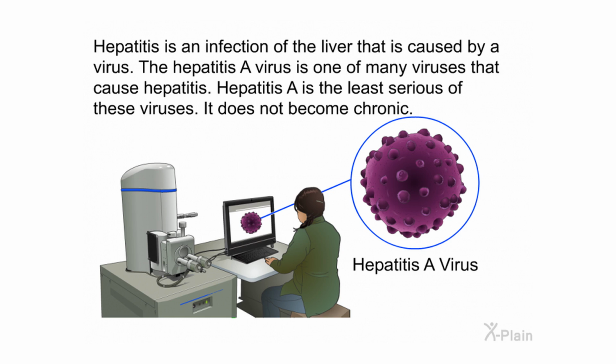Summary. Hepatitis is an infection of the liver that is caused by a virus. The Hepatitis A virus is one of many viruses that cause hepatitis. Hepatitis A is the least serious of these viruses. It does not become chronic.